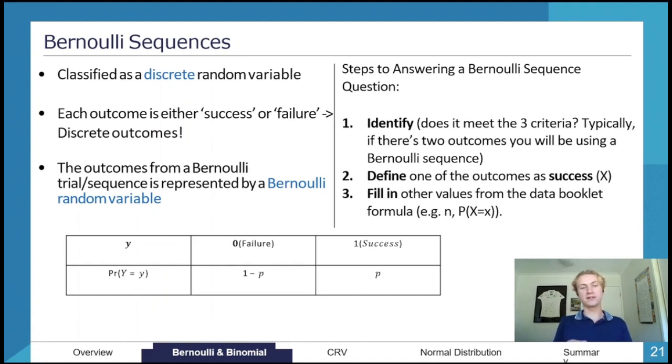Y, we have failure and success, and then the probability that Y or X equals that is defined there. So take P for failure, P is success. Now, I've defined from memory, there's a couple of key steps for a Bernoulli sequence question, and these ones are pretty universal. So I reckon this is worth writing down as well.